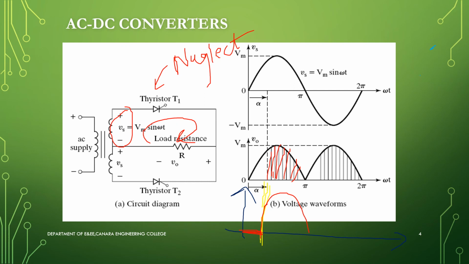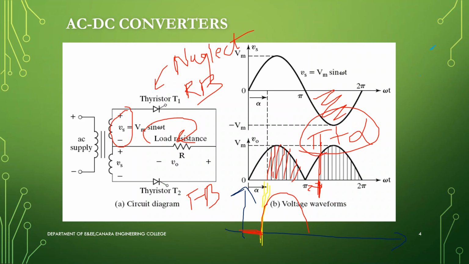Next, after 180, that means during negative half cycle, this is reverse biased. Which one? Thyristor T1 is reverse biased, whereas thyristor T2 will be forward biased. Again, you have to apply the gate signal, that is at this instant. Again, there is a duration of alpha. So this particular instant or angle, you write it as pi plus alpha. Pi is 180 degree, again alpha. So this particular instant is pi plus alpha.